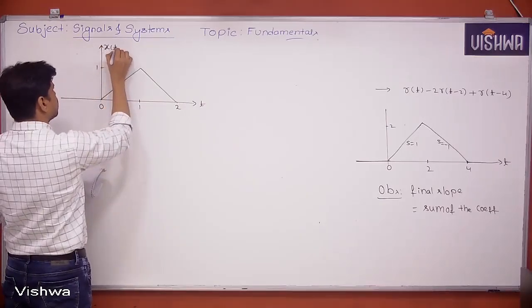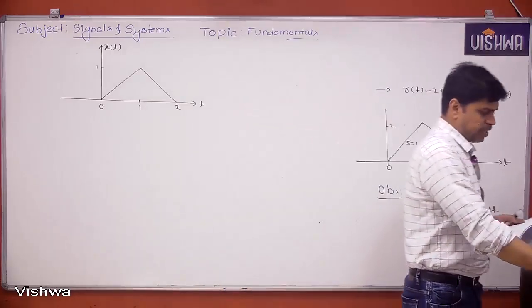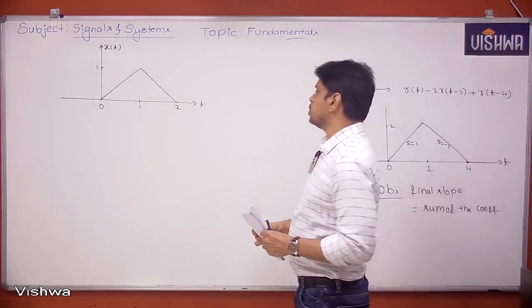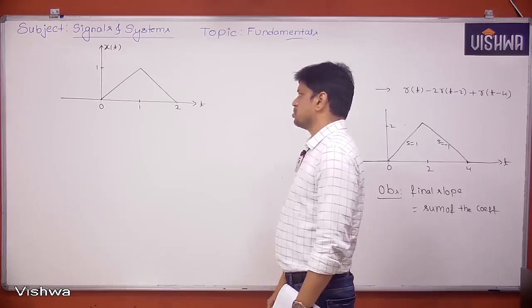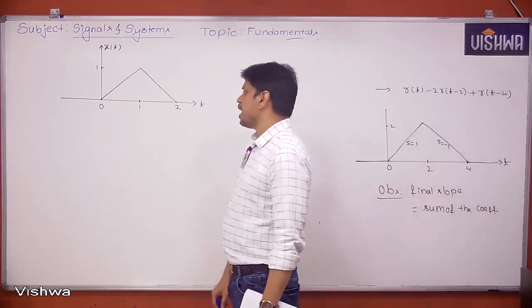Let's say I have to find out x of t. For that, what we have to do? So observe here, do we have any steps here? No. Answer is no. We don't have any steps. We don't have any jumps here. But we are having corner points.